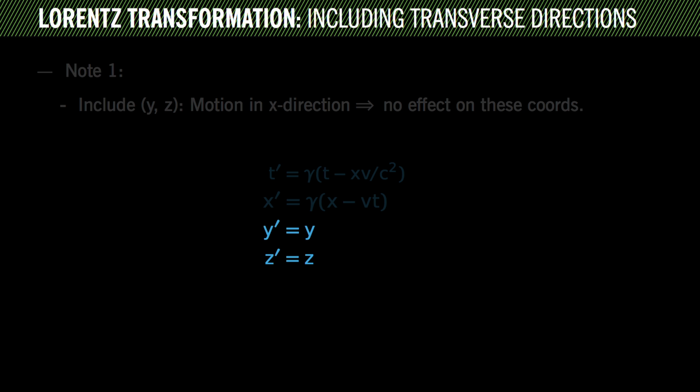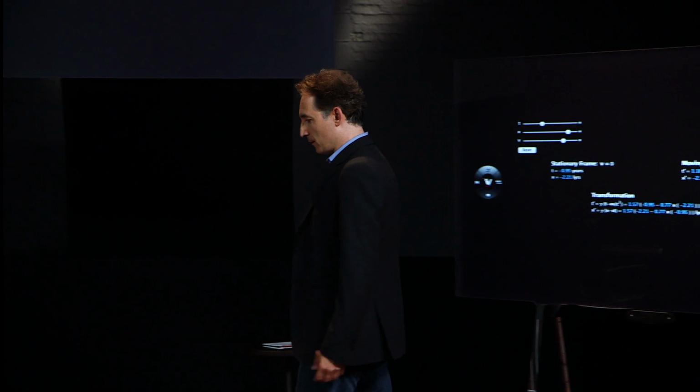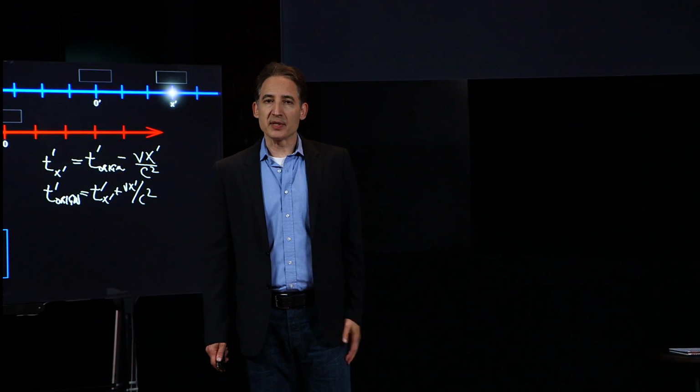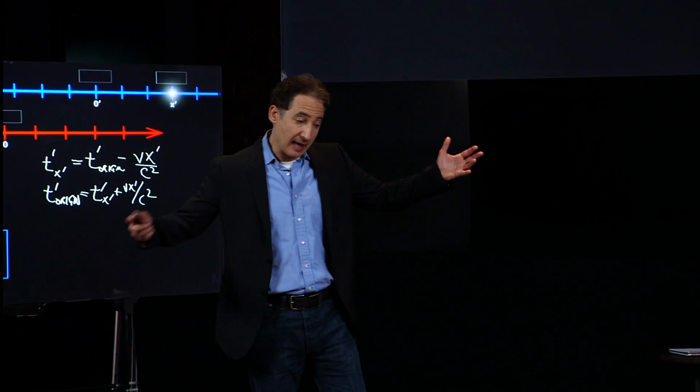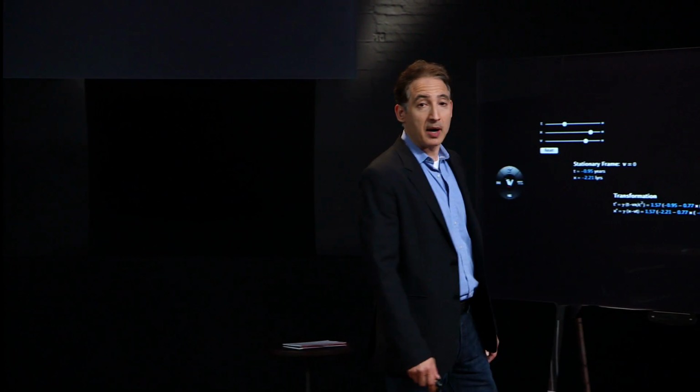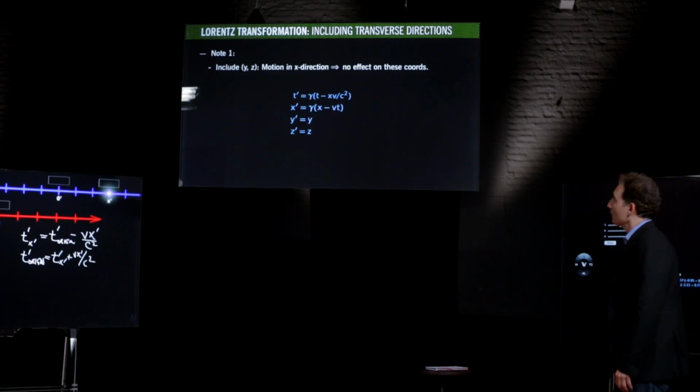There's no change in the y dimension from team train to team platform. Similarly, z prime and z. So if we were to extend team train and team platform to have a y and a z, and a y prime and z prime, they would just come along for the ride.